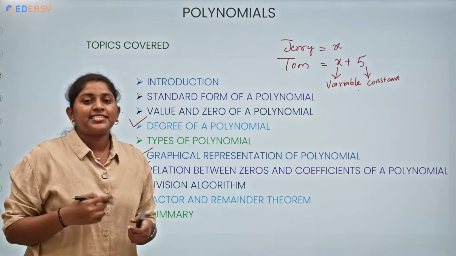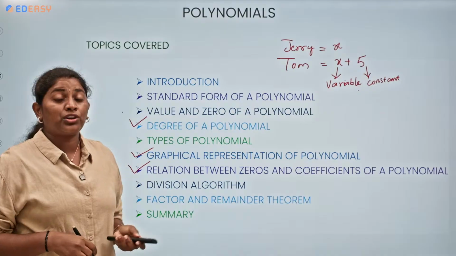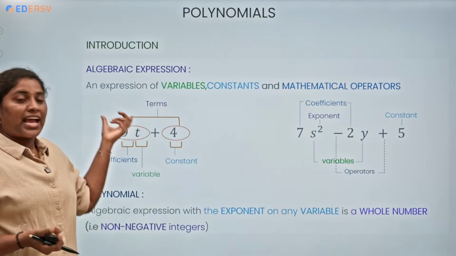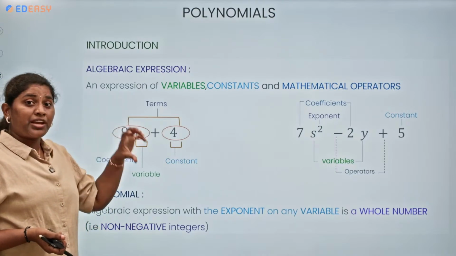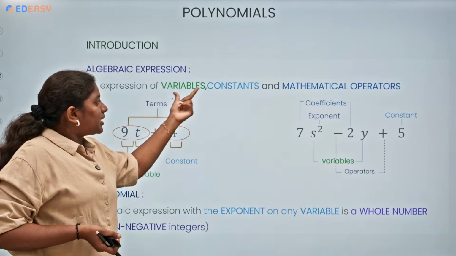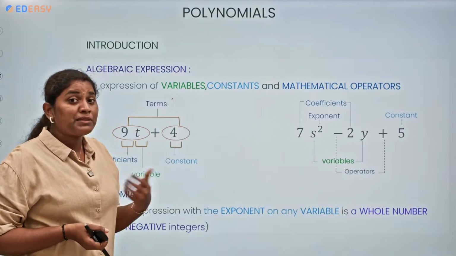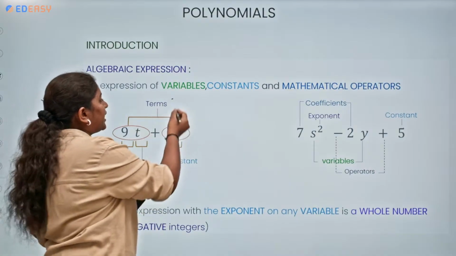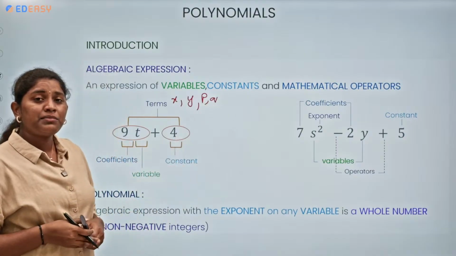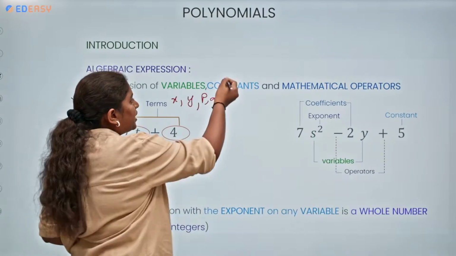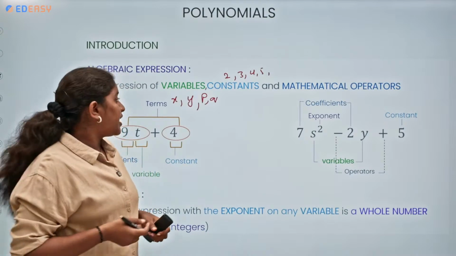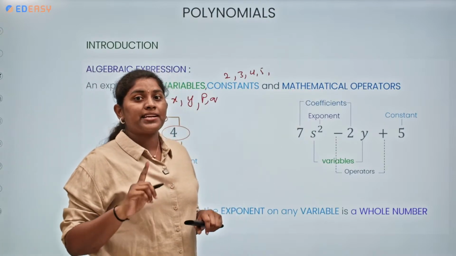So now let's recap once again the basic terms of the polynomial. As I told you, it is an expression, and if we have an expression with terms, just consider we have variables and constants. What is meant by variable? Variable is the letters. You can take any letters, x, y, p, q, like that. And constant means simply fixed numbers. It means you can take 2, 3, 4, 5, 0, and negative numbers also. And coming to the mathematical operators, those are plus and minus.